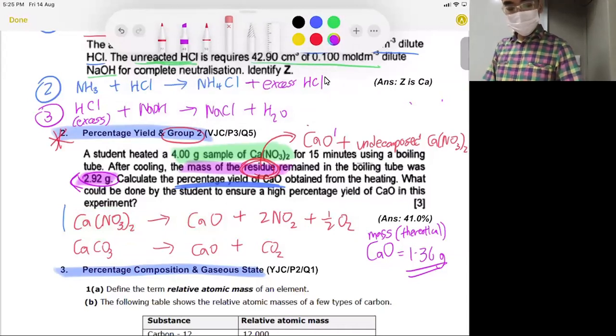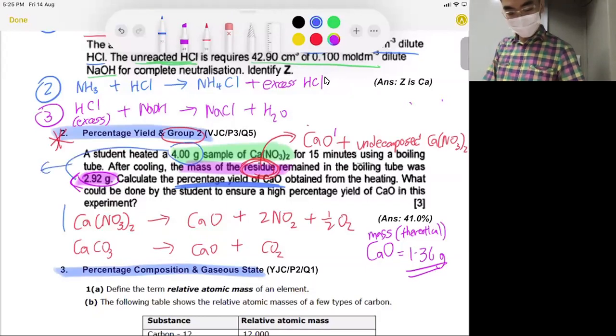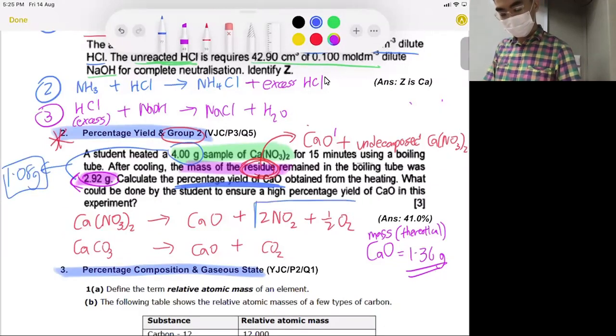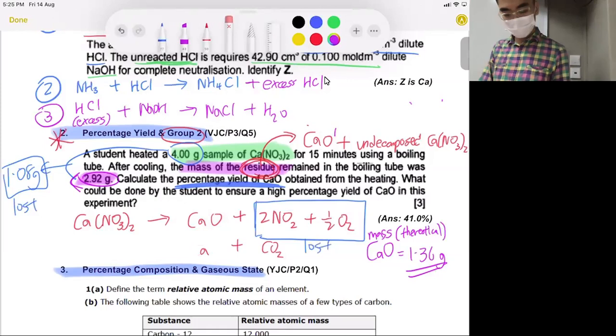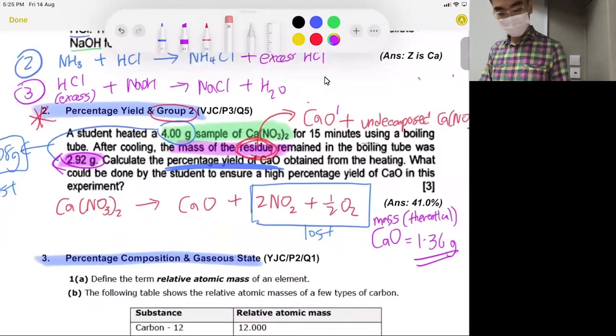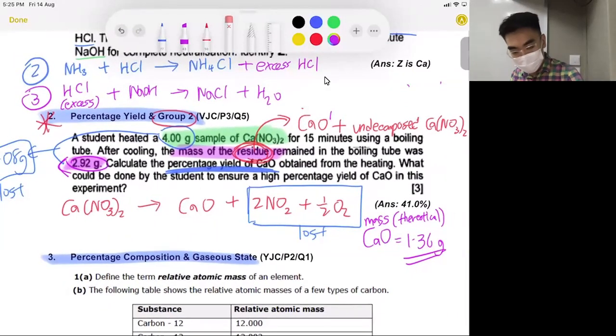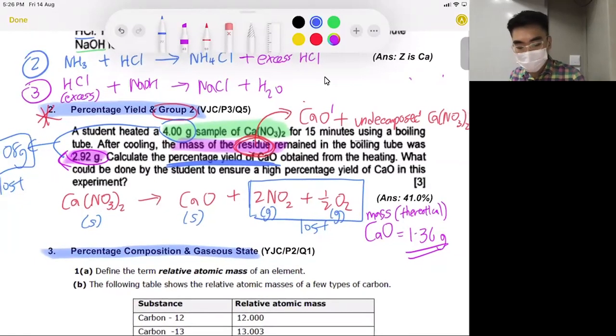Okay, so let me just do a bit of highlighting here. You will then realize that this difference here of 1.08 grams is actually the gases that were produced because you lost this mass. This mass was lost. These gases were also lost. Let me erase this equation so it's not so confusing. So if I were to look at the state symbols, this is solid, solid, gas, gas, right? So I will then notice that the gases are lost.